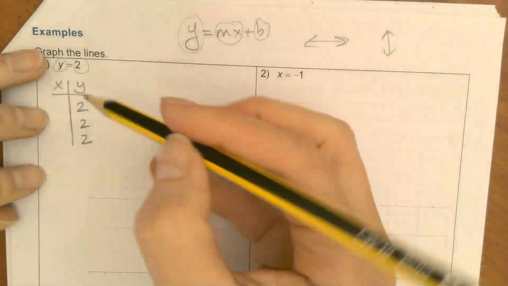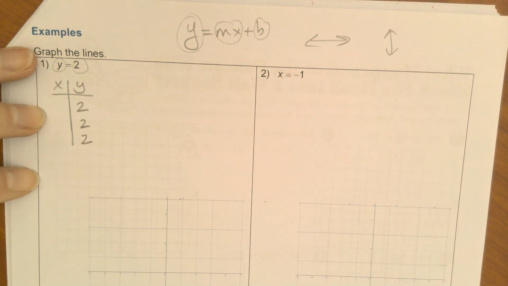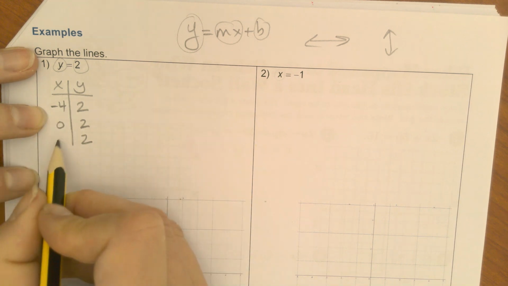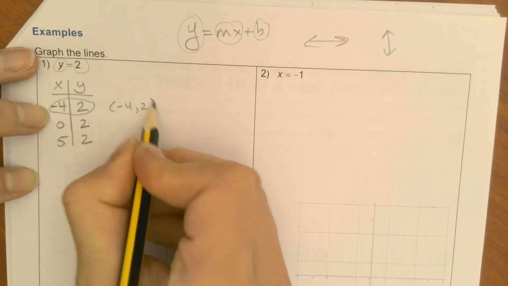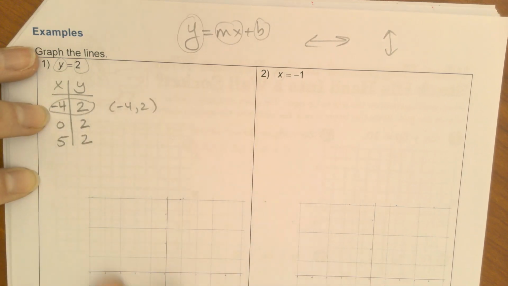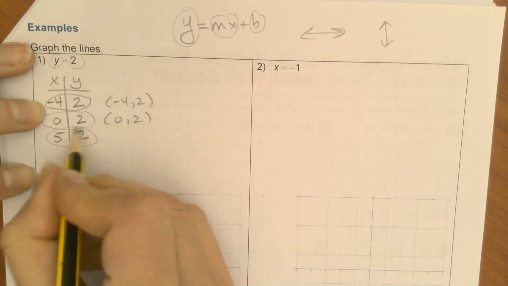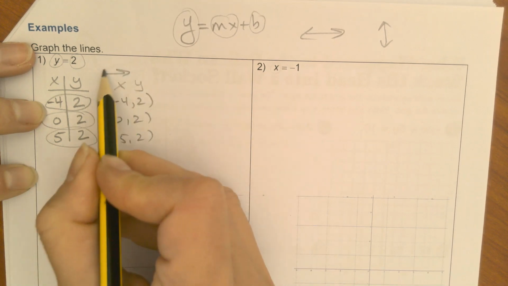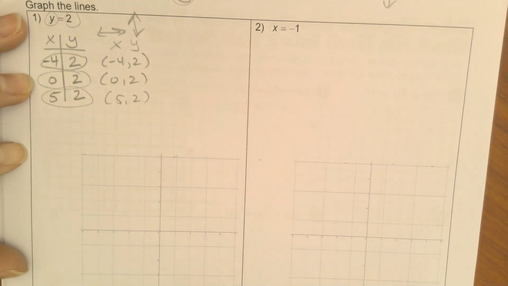Okay? So it says y is always 2. Now we can pick any number we want for x. Let's say -4, 0, and we'll say 5. That's my first point. You can pick any number you want for x, but make sure it fits on the graph. Here's my next point, my last point. Now the first one's x, the second one's y. X is left and right, y is up and down. So y looks like this, that's y, that's x.